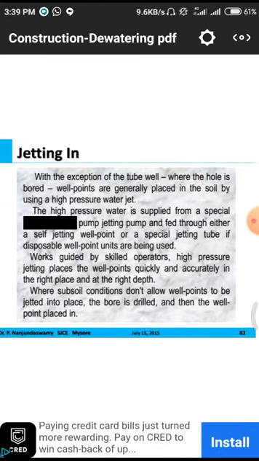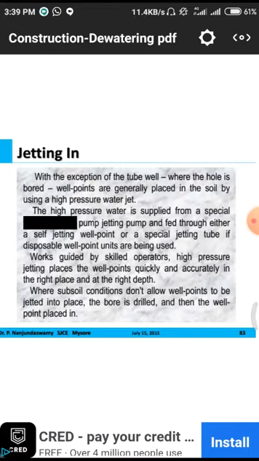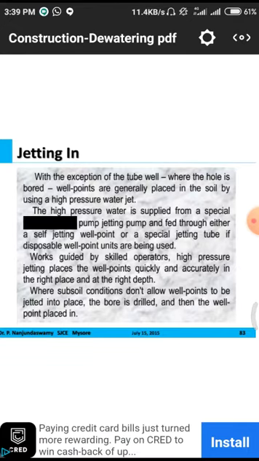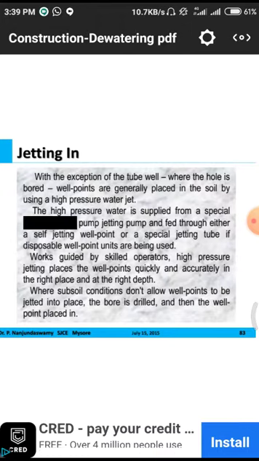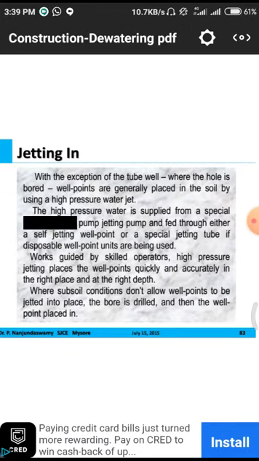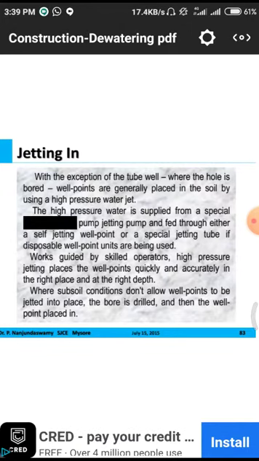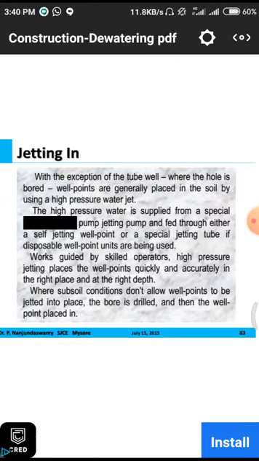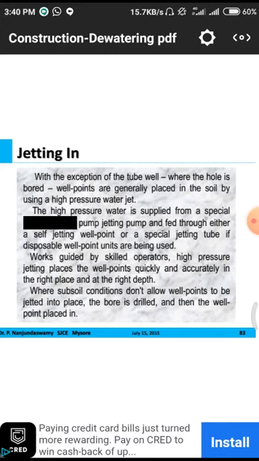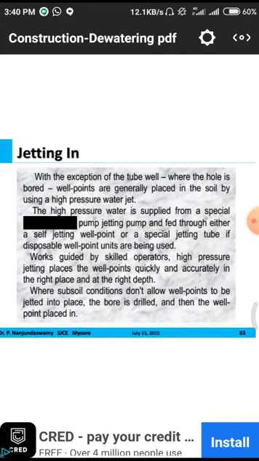from a special pump, the jetting pump, and fed through either a self jetting well point or special jetting tube, where disposal well point units are being used. That means the pressure water is supplied. Normally we are collecting a particular less quantity of water from the ground, and those are collected into the main pipeline. From that main pipeline, by using these pressure jets, we are collecting the water and placing it onto another field or another canal.